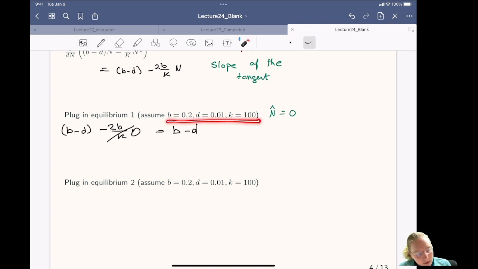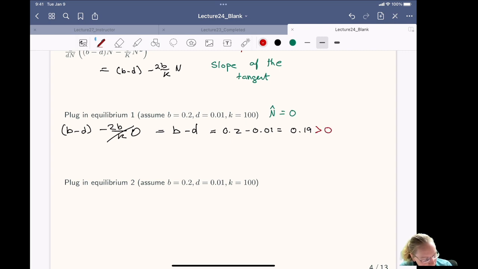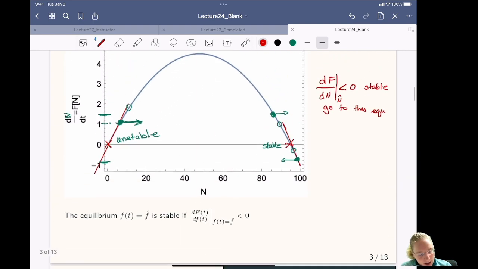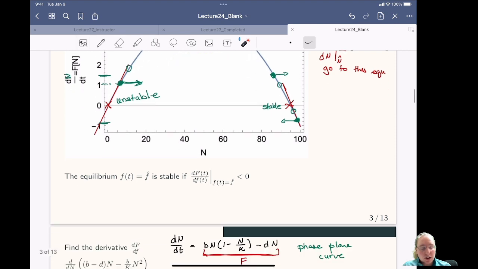All right, if I do that, this term drops out, and I simply get b minus d. Plugging in these parameter values, I end up with 0.2 minus 0.01, which gives me 0.19. All right, we want to know if this is greater than or less than 0. This is greater than 0, so this is unstable. So this equilibrium here at n hat equals 0 is unstable, and that's what we found in our diagram.